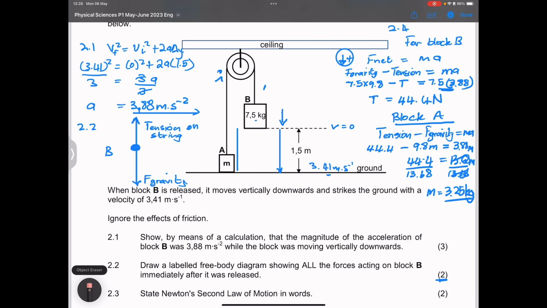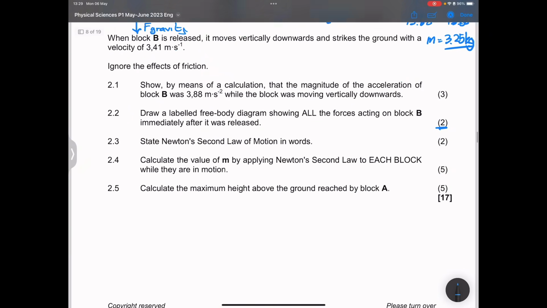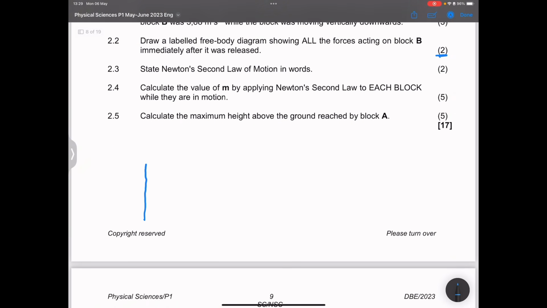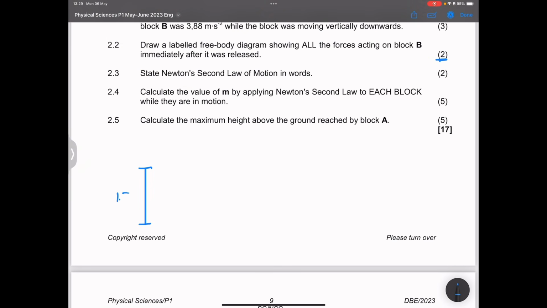But I want you to really think about it, ladies and gents, and listen very carefully. The moment block B strikes the ground, A would have been at a velocity of 3.41 meters per second. But it won't stop immediately. What will happen to A? A will continue moving up until it stops at its maximum height. So what you consider there is that A moved a vertical height of 1.5 meters.